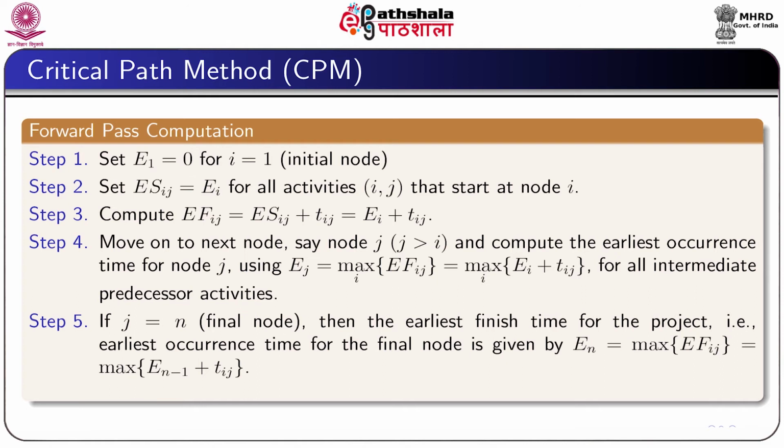In the next step, if j equal to n, which is the final node, then the earliest finish time for the project, that is the earliest occurrence time for the final node, is given by En equal to maximum of EFij, which is equal to maximum of En minus 1 plus Tij.